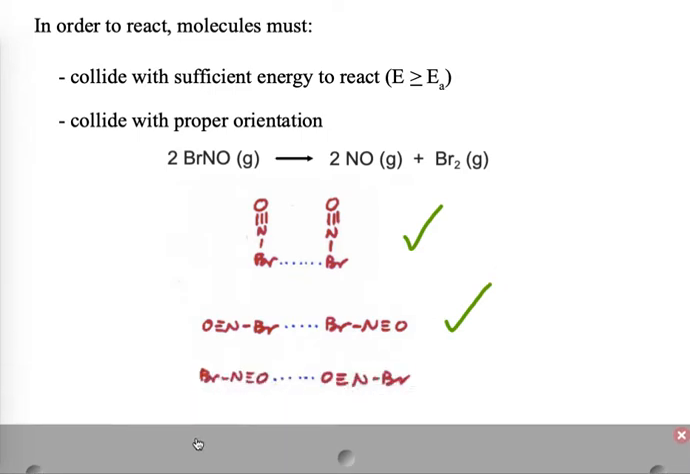What if they collide with this orientation? Will that allow the reaction to take place? No, it will not, because bromine-bromine bond formation cannot occur. So we need to take into consideration not only the activation energy, but the orientation.